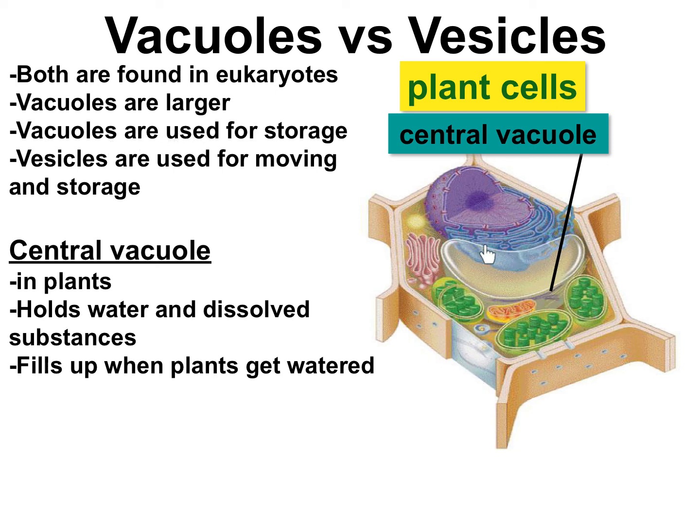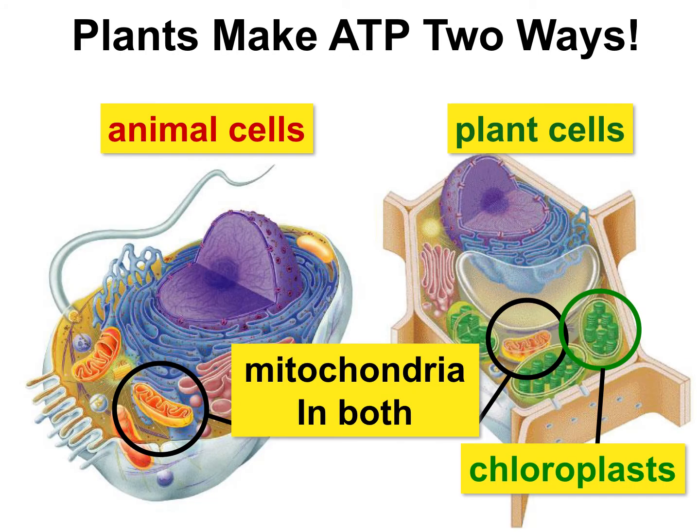Now, the central vacuole in plants is a very prominent organelle, and this is where plants store most of their water and dissolved substances. And when you water your plants, the central vacuole fills up and creates a lot of pressure in the plant cell. And that's why it's good to have a cell wall, so that all that pressure doesn't make the plant cell burst.